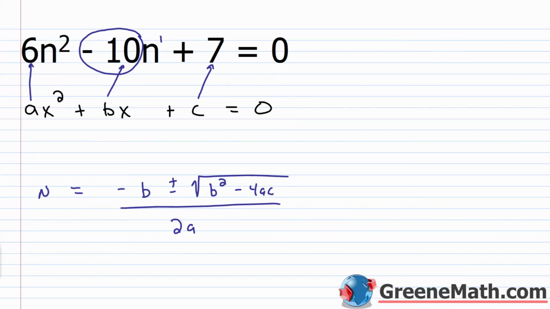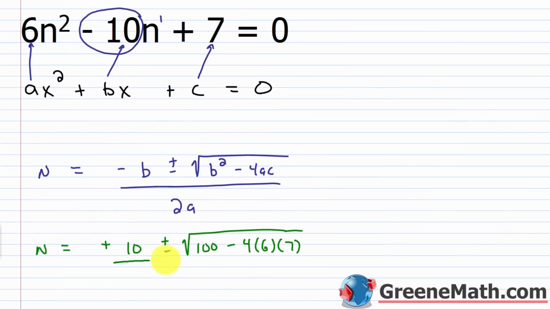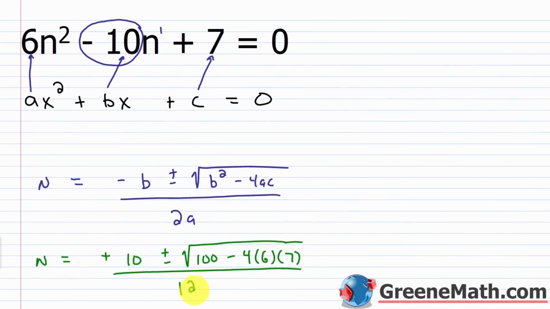So if I plug into this, I'll have n is equal to negative of negative 10 is positive 10, then plus or minus the square root of, if I square b, negative 10 squared is 100, then minus 4 times a is 6 times c is 7. Okay, then this whole thing is over 2a, and a is 6, so 2 times 6 is 12.